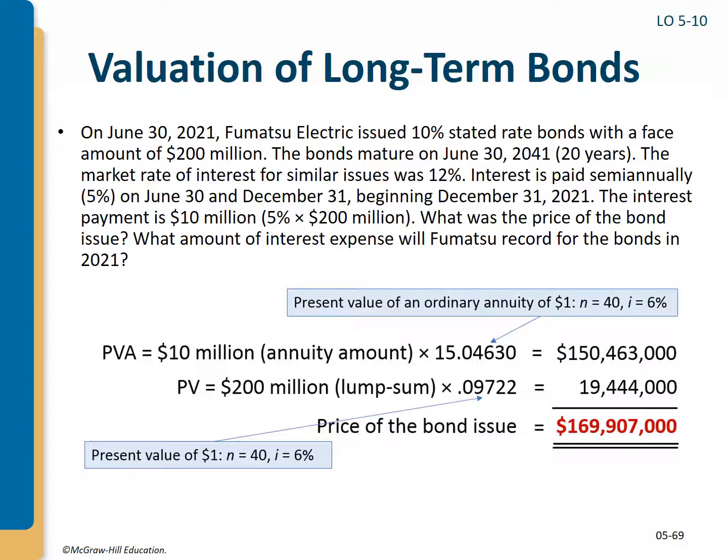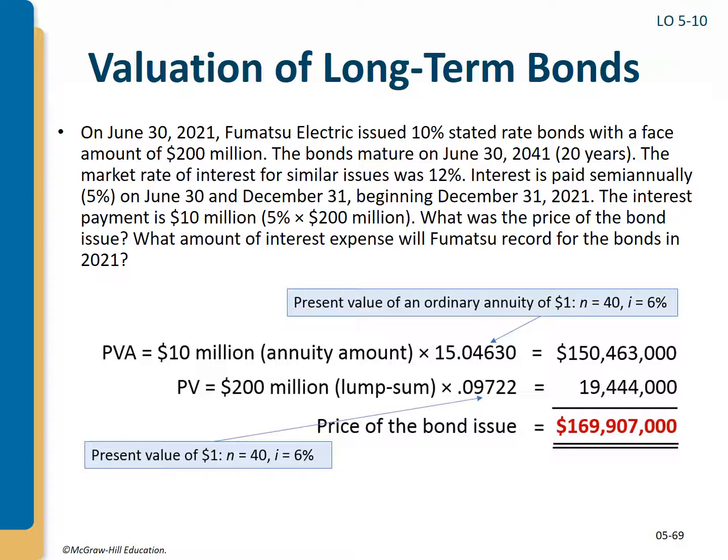So someone is willing to pay $19,444,000 today in order to get $200 million at the end of 20 years. Add those two together, and that's what somebody's willing to pay today to get those interest payments and that bond amount at the end, $169,907. And if you're saying that's a lot less than 200 million, yes it is, and here's why.